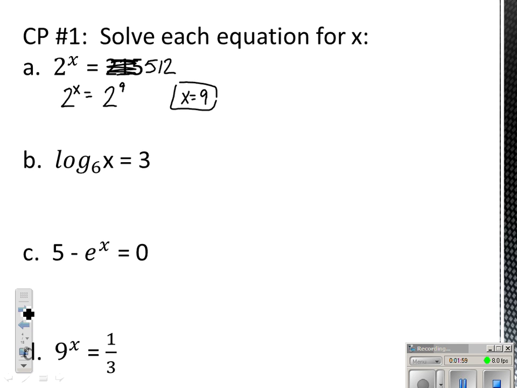Okay, letter B, log base 6 of x is equal to 3. Using our equivalent exponential statement from the earlier part of the chapter, we can rewrite this one as x is equal to 6 to the y power. What do we have? We have x is equal to 6 to the y, or to 6 to the 3, excuse me, because there's your y value. And then you just have to evaluate 6 to the 3rd power, and we get 216.